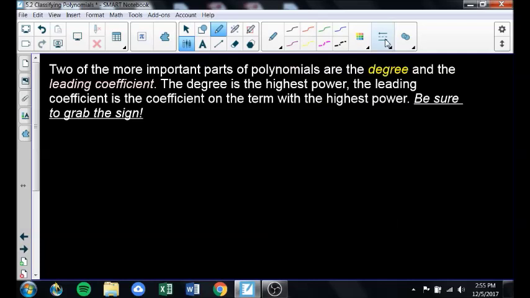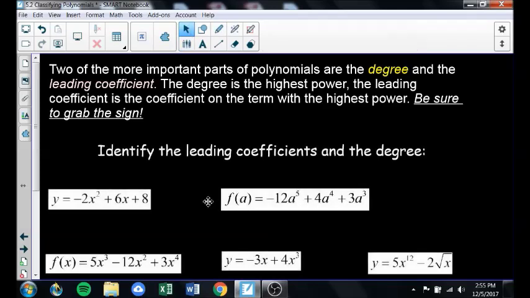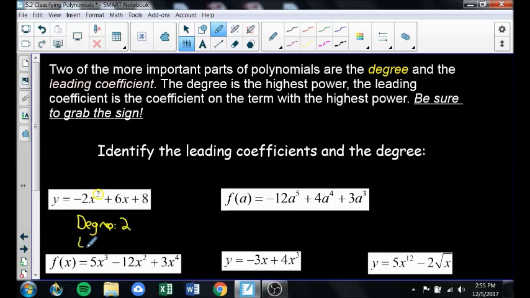Two of the more important components of polynomials are the degree and the leading coefficient. Degree means the highest power. So when you look at some polynomials, the degree is the highest power. Here, the degree is 2. Leading coefficient is the coefficient on the degree. So in this polynomial, the degree is 2, and the leading coefficient is this negative 2 right here. Over here, the degree is 5, and the leading coefficient is negative 12. The sign is really, really important, so hang on to the sign.